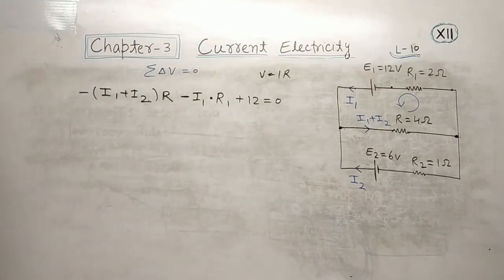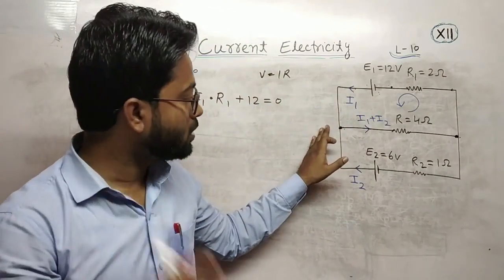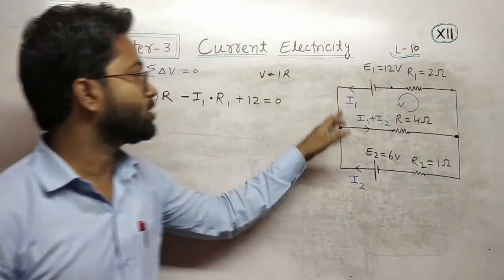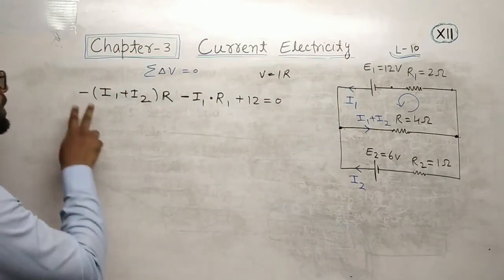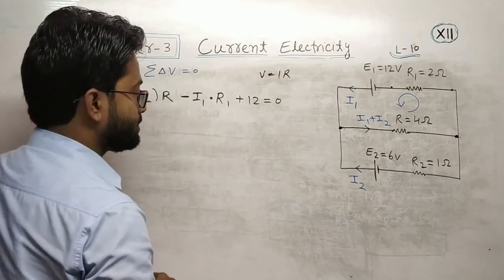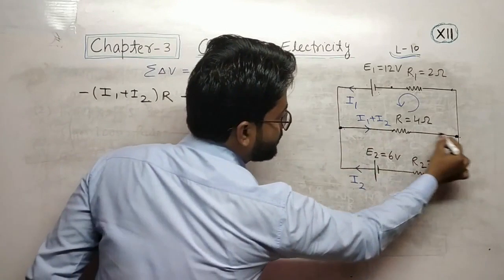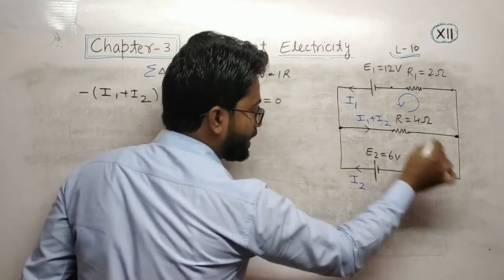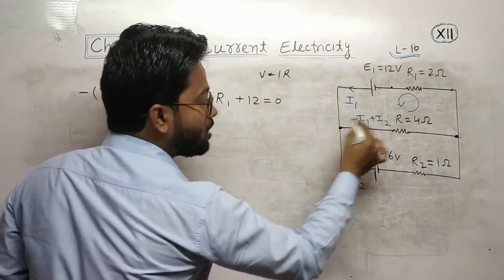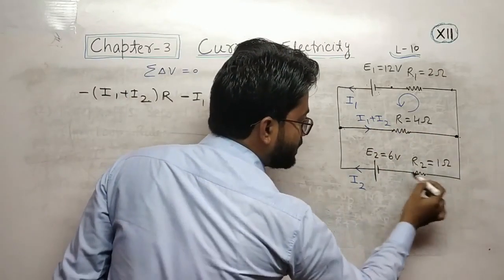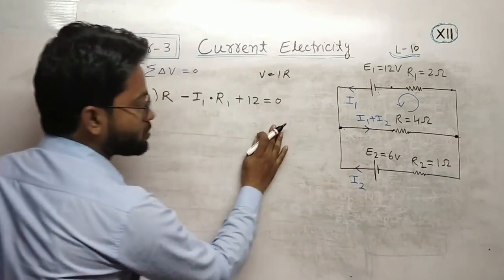By the second rule, in a closed loop, the algebraic sum of all the potential changes is equal to 0. This is minus, this is minus, this is plus. Next, if we go from this point to this point, again there will be a closed loop, and the potential change in all the branches will be equal to 0. It means the potential change in a closed loop is equal to 0.